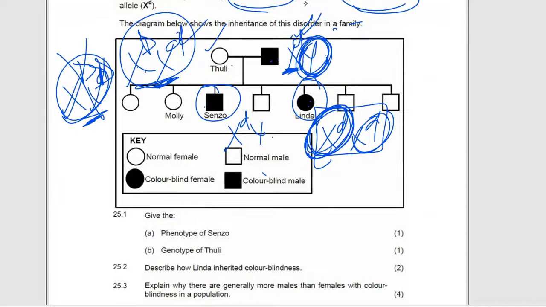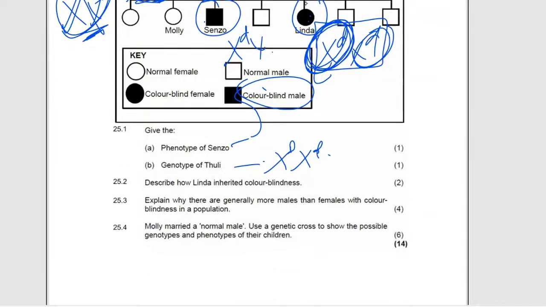I don't know. They didn't put anything. So now it means that Tuli is going to be capital D and then small d. And then we say this one is going to be colorblind male. Describe how Linda inherited the colorblind.